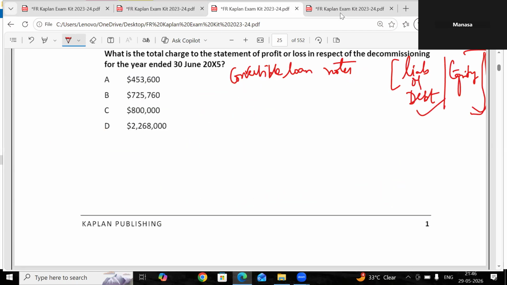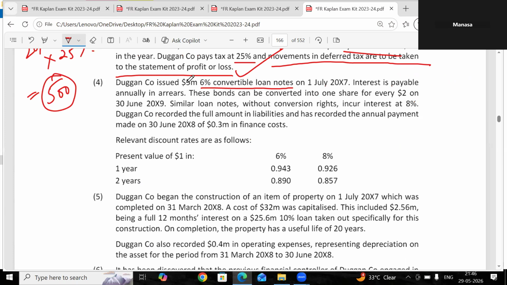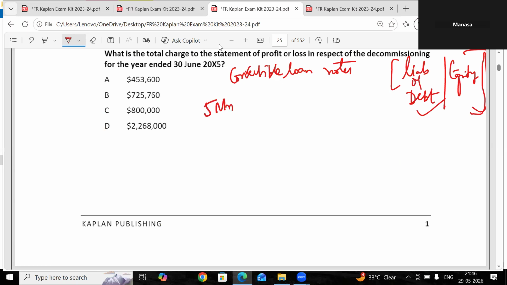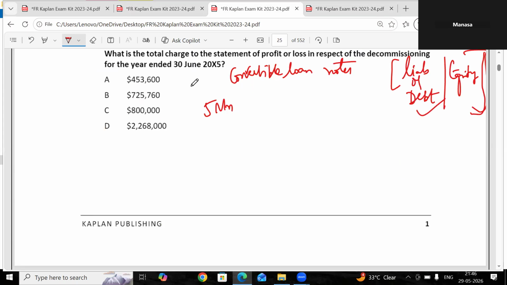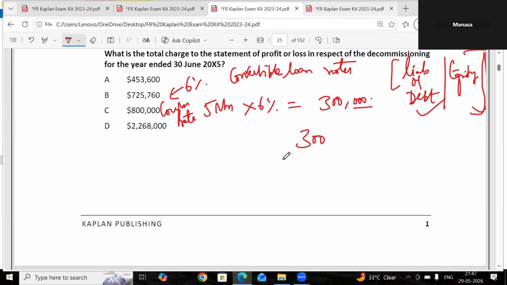What are they saying? They're saying they issued 5 million loan notes. So 5 million is the borrowing the company has made. They have to pay 6% interest. This is the coupon rate. So 5 million into 6% will be 3 lakhs. So 3 zeros omitted. So we need to pay 300 interest in the first year. For any borrowing, we need to make the payments, right?